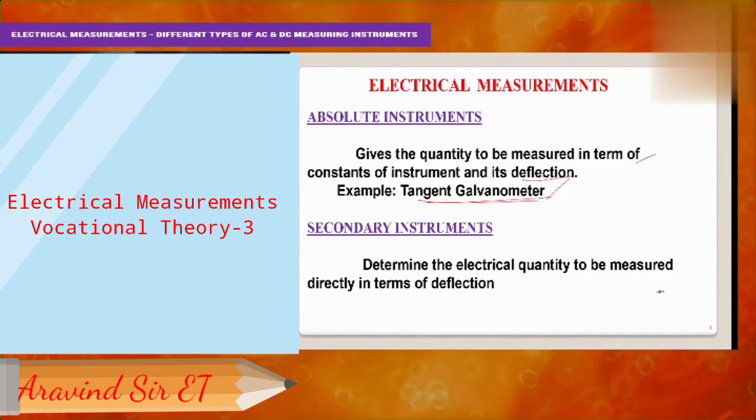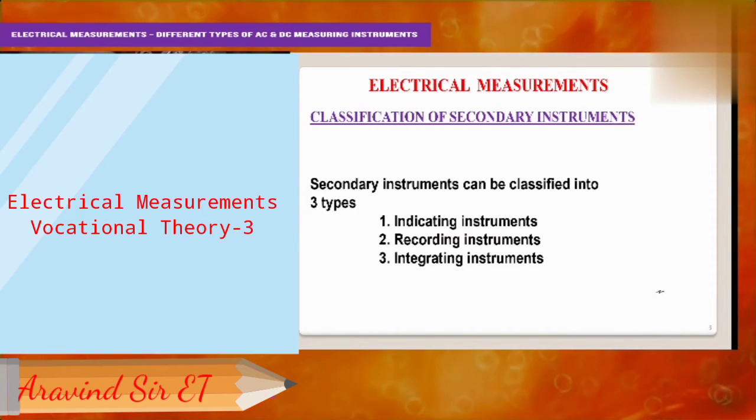What is a secondary instrument? In a secondary instrument, constants are not required. It automatically has a scale and pointer, and the pointer indicates the corresponding electrical quantity, whether current, voltage or power, on the scale. That classification is called an indicating instrument. The secondary instruments are indicating instruments, recording instruments and integrating instruments.